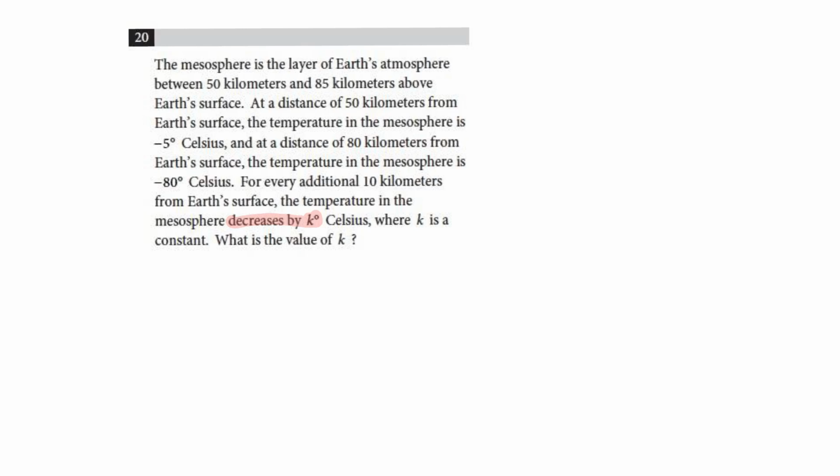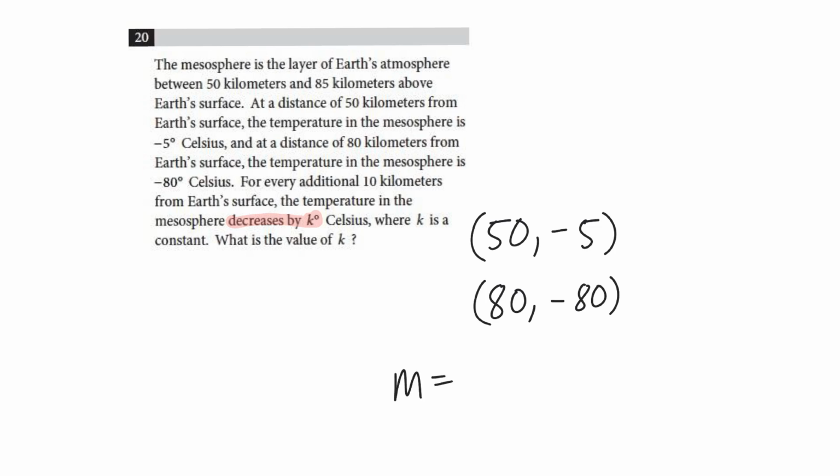So at 50 kilometers, the temperature is negative 5 degrees Celsius. And at a distance of 80 kilometers, the temperature is negative 80 degrees Celsius. Okay, so all we're doing is finding the slope, essentially, change in y over the change in x. Well, change in y is going to be negative 80 minus negative 5 over 80 minus 50.